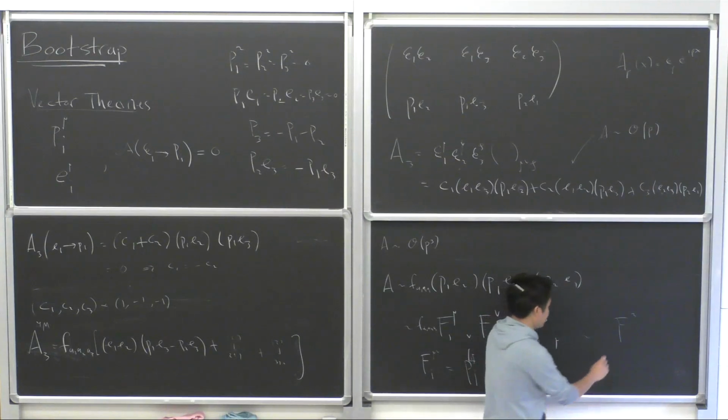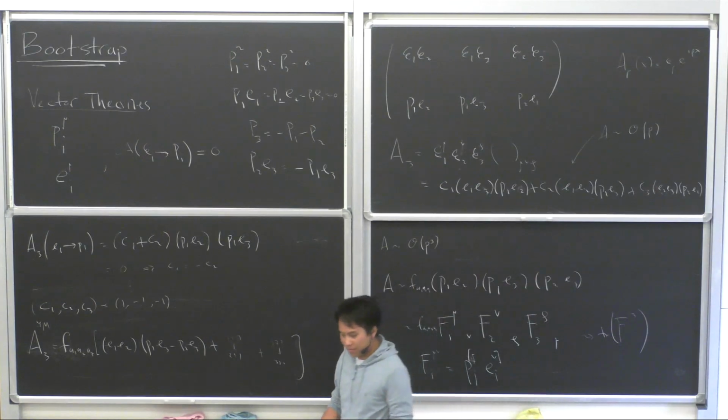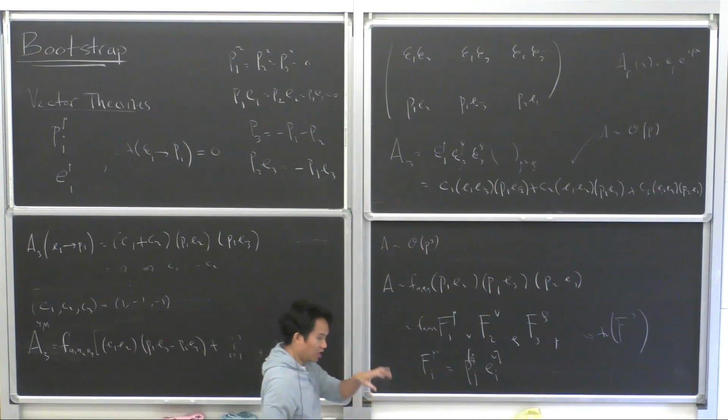So in Yang-Mills theory, of course, the usual Yang-Mills Lagrangian is the F squared piece, where F is the non-abelian field strength.